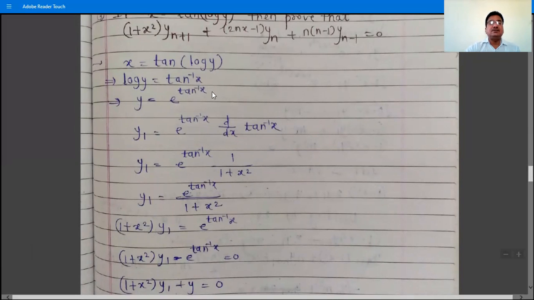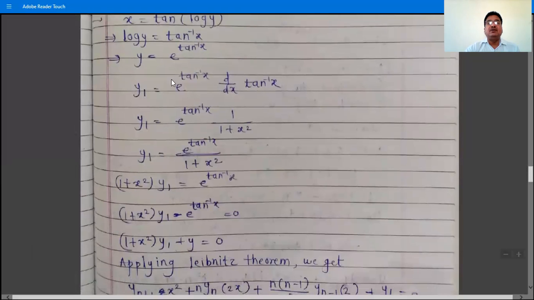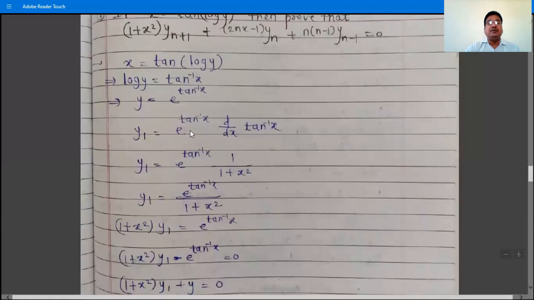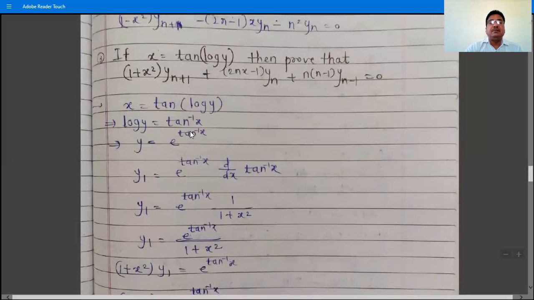Because log a is b, then a is e raised to b. That is, the exponential function is the inverse of the logarithmic function. So we have y is equal to e raised to tan inverse x. So now we find y1. We have to find the derivative. If you observe this equation, the highest order derivative is of order n plus 1. So we have to differentiate single time, and then we have to apply the Leibniz theorem.